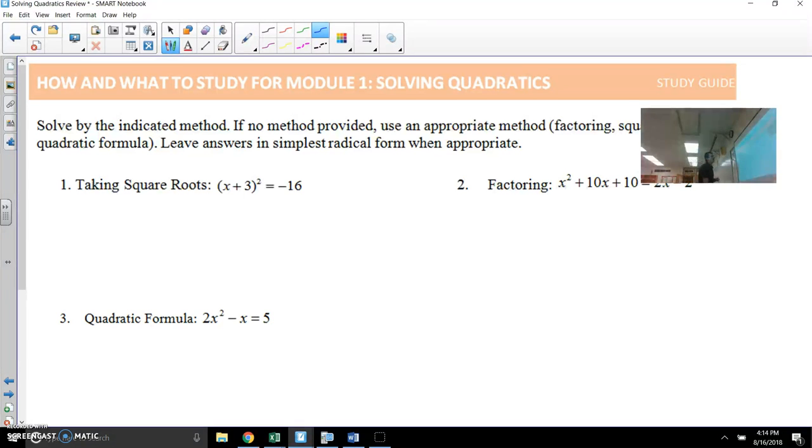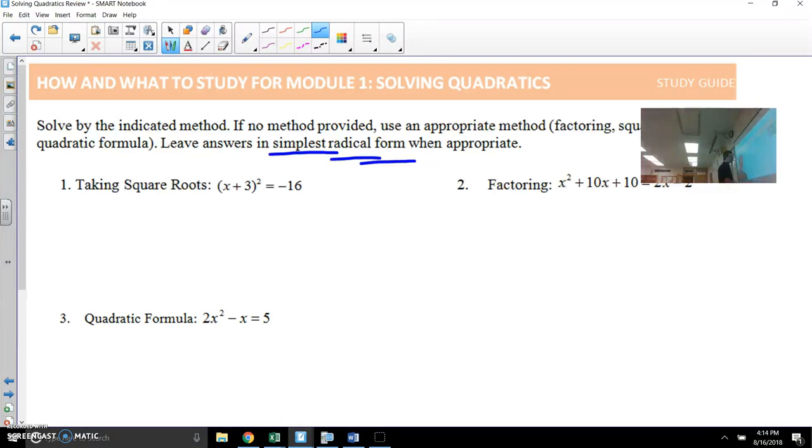Let's talk about 3 of the methods that you really do need to understand before tomorrow. It says solve by the indicated method, and leave your answers in simplest radical form. Okay, this can be difficult for students that really hold on to the calculator as tight as possible and want to round decimals. So let's look at that when it comes up.